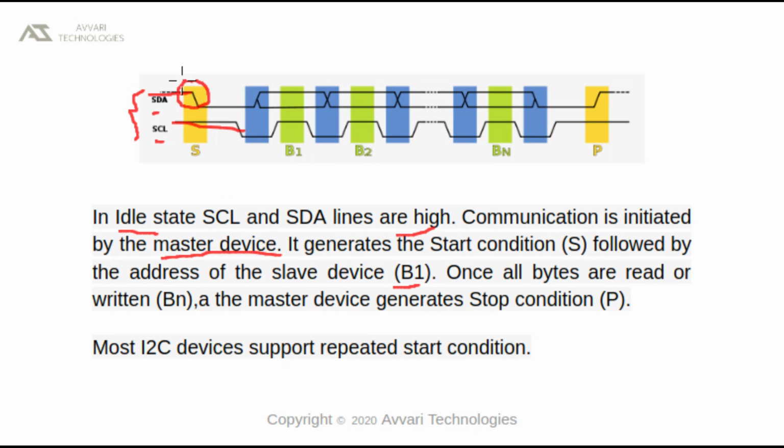This is our start condition and this is our stop condition. Here we can notice the data line is high in the idle state. Once the data line goes from logic high to logic low, that gives rise to the start condition. And here we can see the stop condition. Once the data line jumps from logic low to logic high and retains its state, that means you have arrived at the stop condition. Most I2C devices support a repeated start condition.